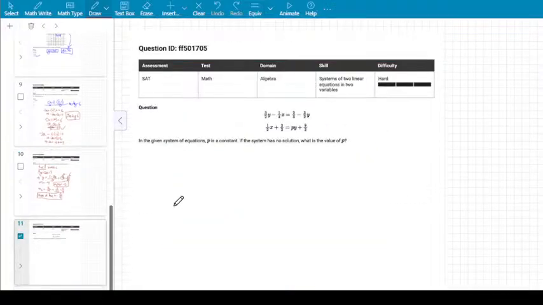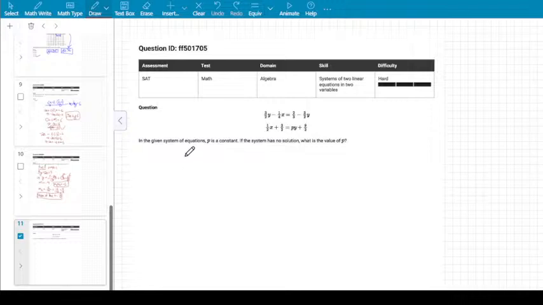Okay, so let us go to the next question. So this is another question on linear equations in two variables. We are given two different equations. 3 by 2y minus 1 by 4x is equal to 2 by 3 minus 3 by 2y, and 1 by 2x plus 3 by 2 is equal to py plus 9 by 2. So in the given system of equations, p is a constant. We're given that the system has no solution, so what will be the value of p?